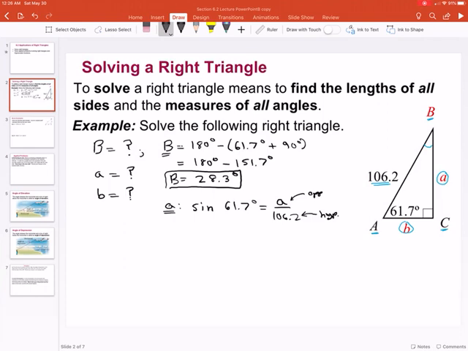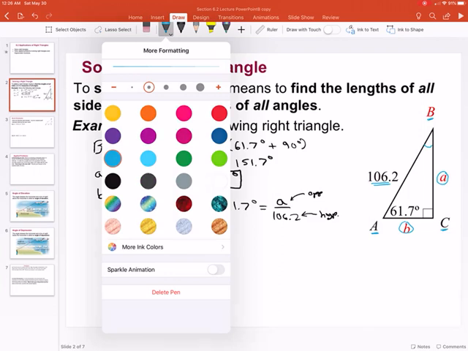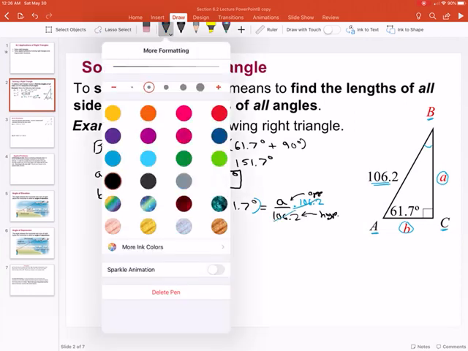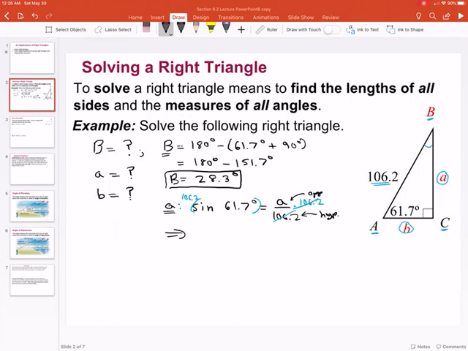Now let's go ahead and solve that. We've just written down what sine of 61.7 degrees is equal to. That allowed me to find A, so let's solve for A. To do that, I need to multiply both sides by 106.2, so we can get A by itself. So that implies 106.2 times the sine of 61.7 degrees is equal to A.